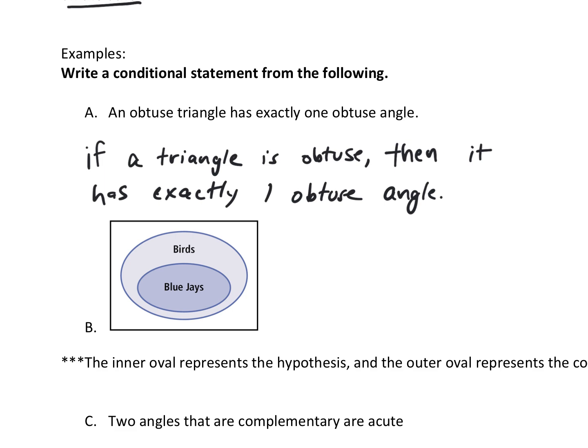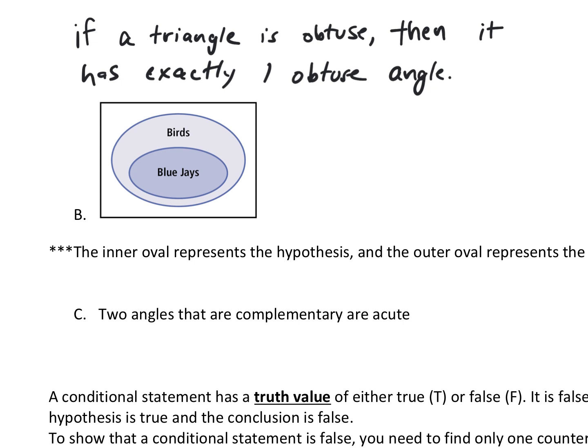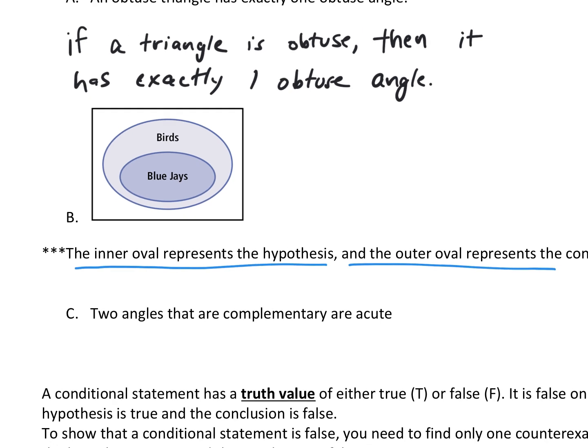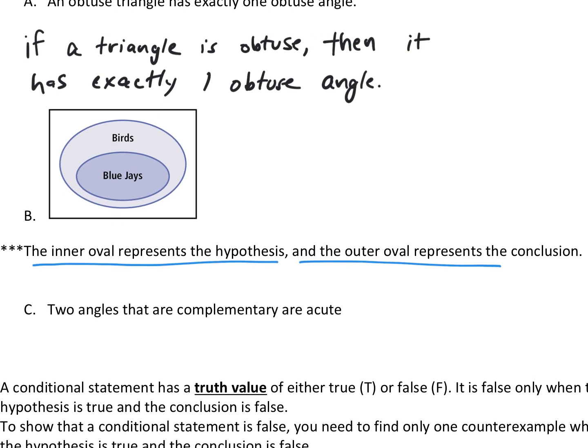Here we have this nested Venn diagram. That was an unexpected joke there because we're talking about birds and blue jays, and we have a nested Venn diagram here. And there's a note just below. The inner oval represents the hypothesis, the outer oval the conclusion. So what we're going to say with our hypothesis, if an animal is a blue jay, then it's a bird.